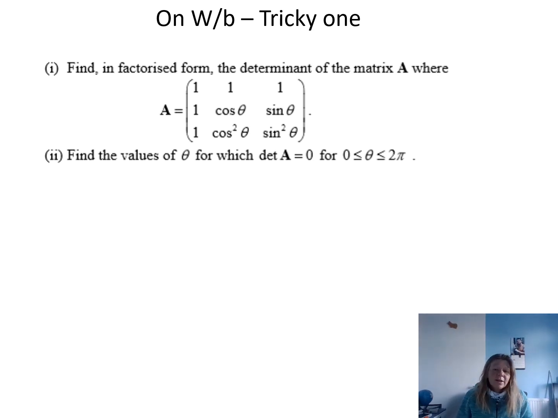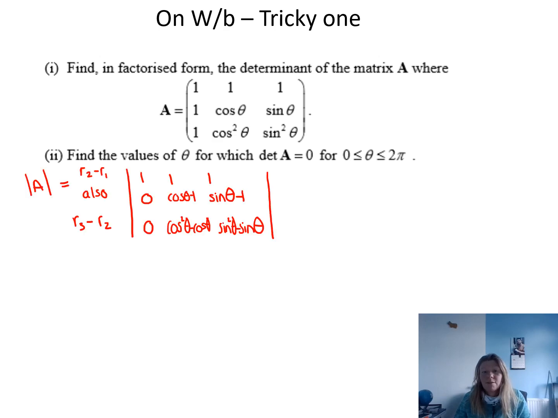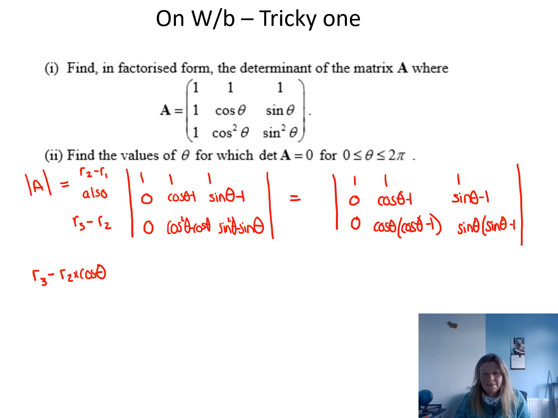Well, there you are with trig. Let's hope you're good. Have a go with that one. Find in factor form the determinant of the matrix A. Find the values of theta for which det A equals 0. So you can see you're in radians when you go 0 to 2 pi. That's like 0 to 360 if you remember. Okay, pause. And now unpaused, here come answers.